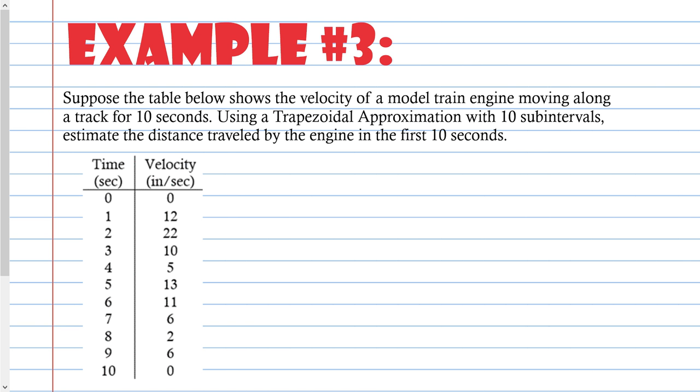Example 3, suppose the table below shows the velocity of a model train engine moving along a track for 10 seconds. Using a trapezoidal approximation with 10 subintervals, estimate the distance traveled by the engine in the first 10 seconds. So finding the area underneath this curve that we can't see anyway, right? That is the distance traveled, or an estimate anyway. So 10 subintervals, so this is already spaced out into 10 spaces anyway.